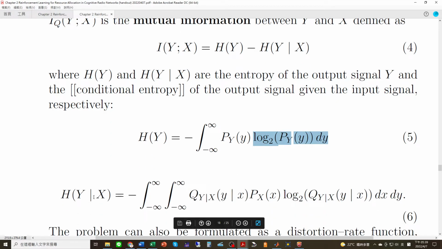And h(Y|X) is equal to minus the integration from negative infinity to infinity, and integration again from negative infinity to infinity, of Q_{Y|X}(y|x) times p_X(x), where p_X(x) is the probability density function of the random variable X, and the log 2 of Q_{Y|X}(y|x) dx dy.